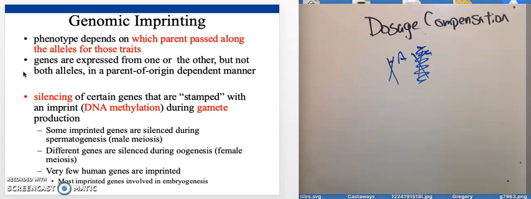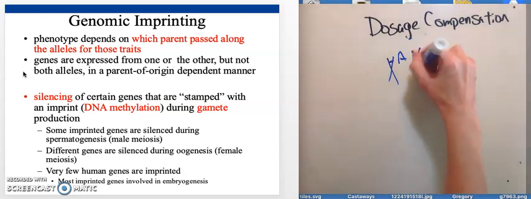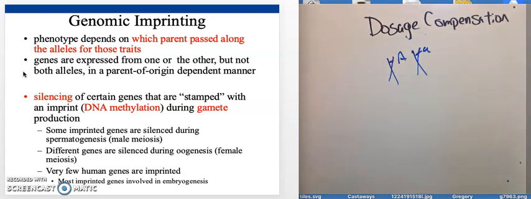But those marks that silence are actually erased and reset during meiosis, or prior to meiosis, in the germ cells, so that females pass functional expressing X chromosomes to all of their offspring. So this is called imprinting, and we see it not just on X chromosomes, but also on autosomal genes. So we're switching from X chromosomes to genes that are on autosomes, not the sex chromosomes.